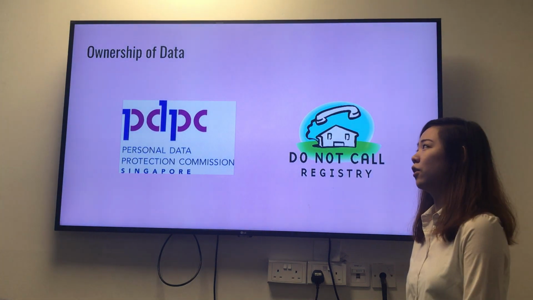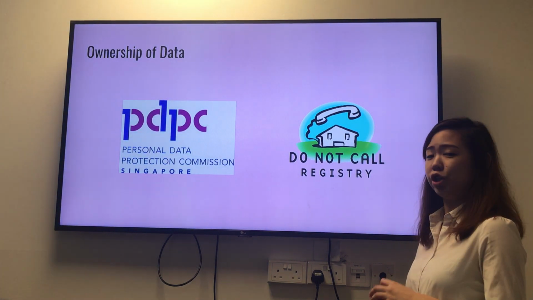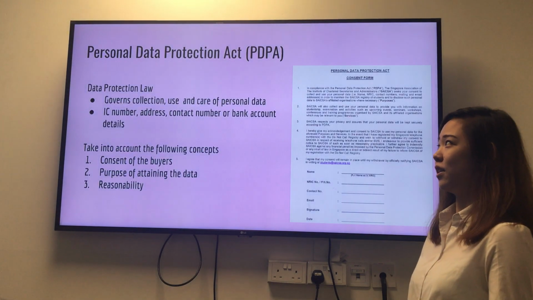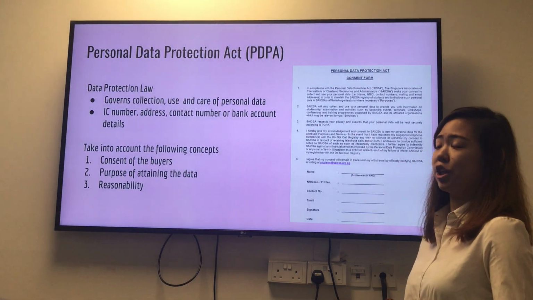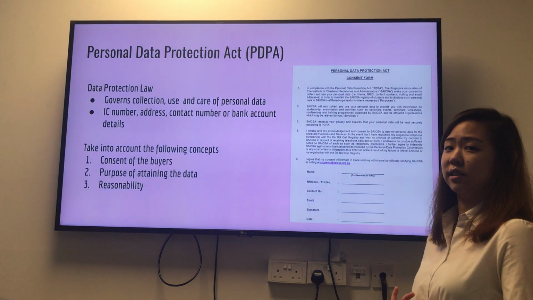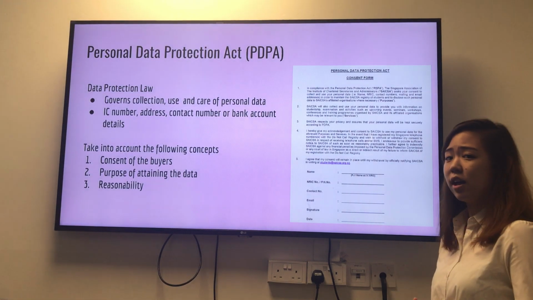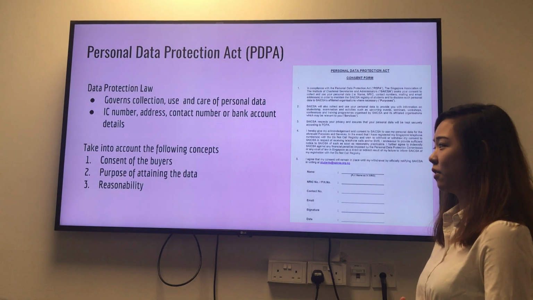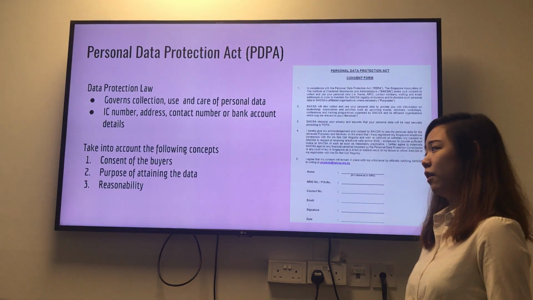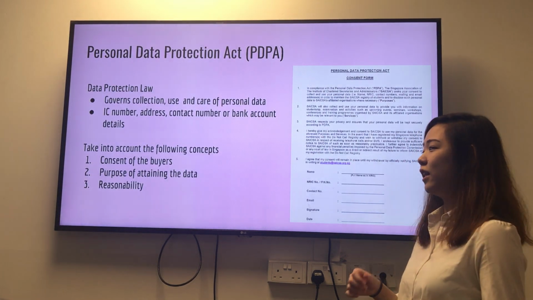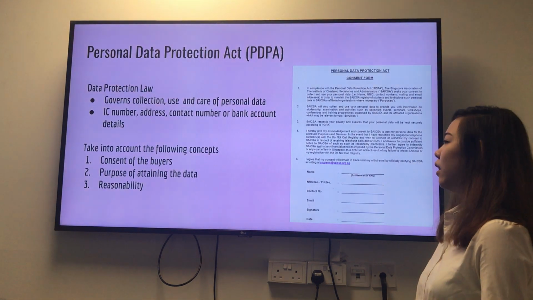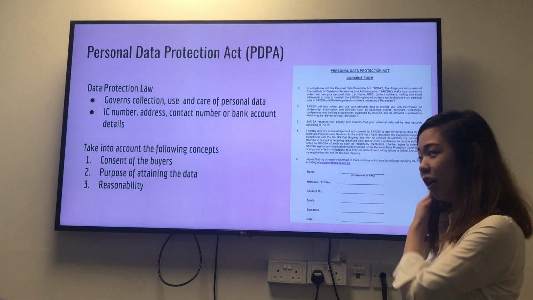So what are some of the laws that protect the ownership of data of the purchasers? Firstly will be the PDPA, Personal Data Protection Act. It's a data protection law that governs the collection, use and care of personal data of the buyers, such as IC number, address, phone number, as well as bank account details. This will take into account the following concepts, such as getting the consent of the buyers, telling them the purpose of obtaining their data, as well as the reasonableness of obtaining their data.